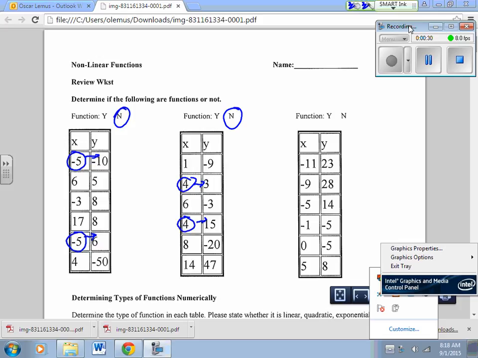Yeah? Okay. All right. On the third one, do any x's repeat? Okay, no x's repeat. Can they have y's repeat? Yeah. Do any of the y's repeat? -5 repeats. The x's are different. That's okay. It's vice versa when the x's repeat but the y's are different. Does that make sense? Okay. All right, so determining if graphs are functions or not, you guys understand that part?